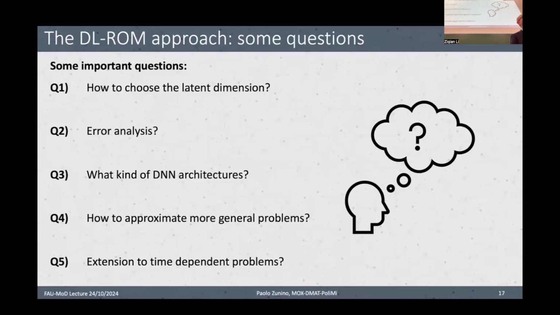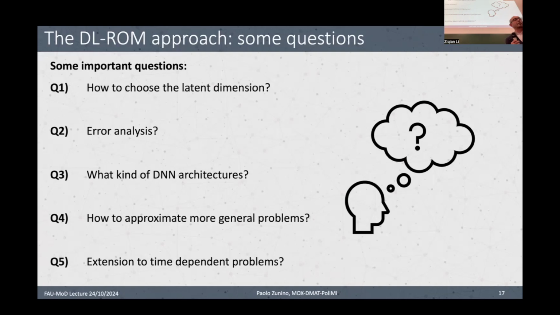about the properties of this approach, starting from the fundamental question of how to choose this latent dimension where we approximate our high-dimensional solutions. This is a number that should be fixed a priori by designing the architecture of these autoencoders. What are the errors that we can expect from this type of approximation? And finally, what are the guidelines to design this technique? Can we develop some mathematically sound rules to design these autoencoders and other approximation networks? And finally, how do we approximate more general problems?